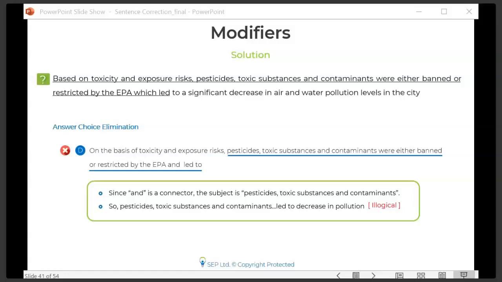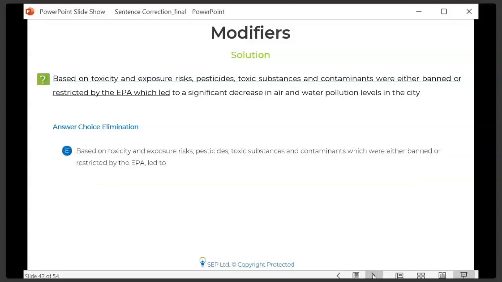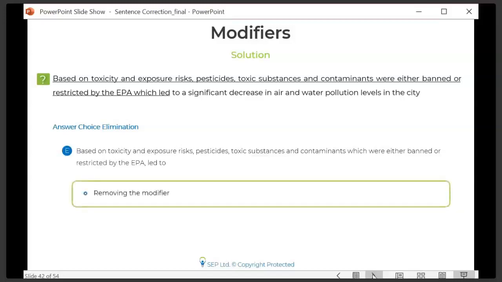Okay, great. Let us quickly look at choice E. Now in choice E, pesticides, toxic substances, and contaminants which were either banned or restricted by the EPA led to decrease. Now, let's remove the modifier here. If I remove the modifier, my sentence actually reads, pesticides, toxic substances led to decrease. See, if you remove the modifier, the rest of the sentence implies the toxic substances, etc., led to a decrease, which is again illogical and therefore is incorrect.